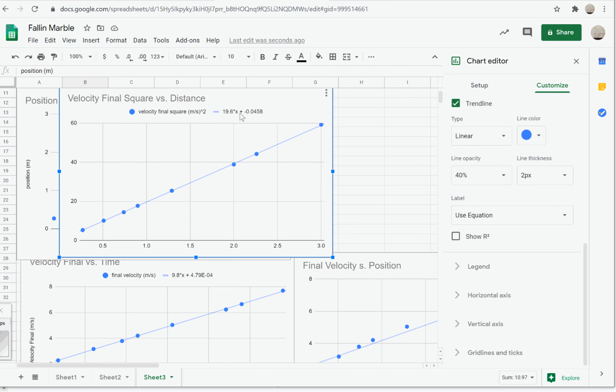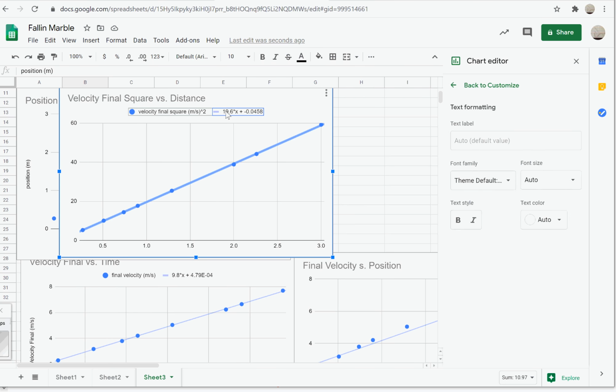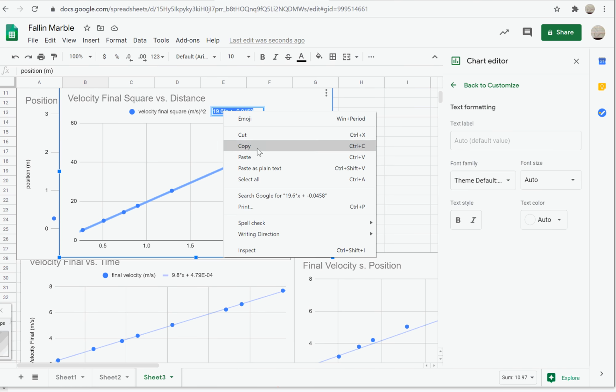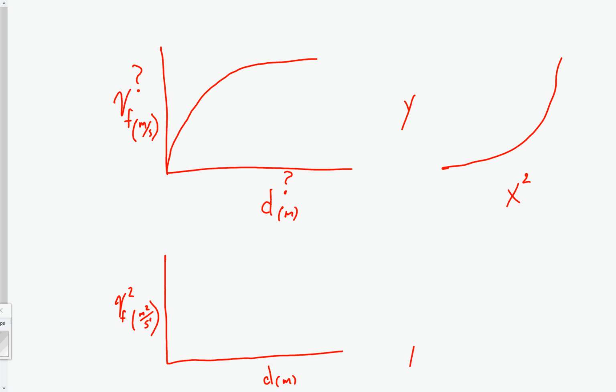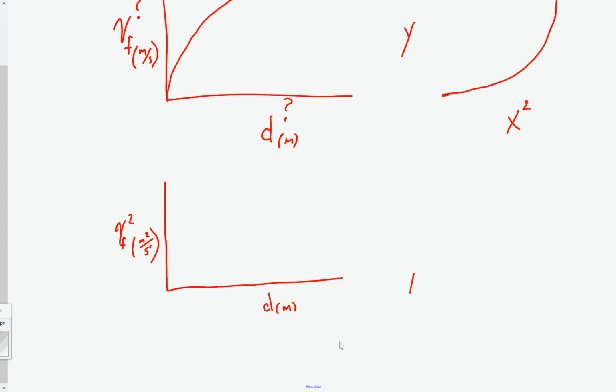So I'm going to go back because what I really wanted was this. I really wanted that equation. So I'll go copy. And now let's pull this over and take a look for a second. So we've linearized this graph by doing this square, and it came out with a straight line. And let's go back. Let's add our equation.